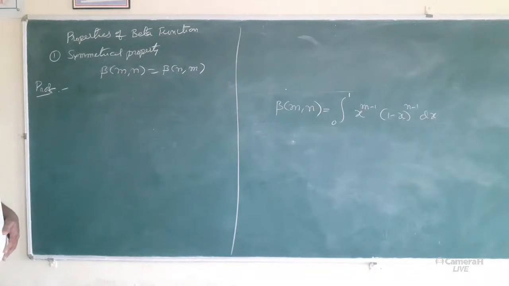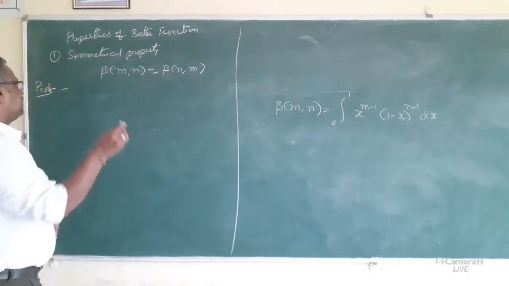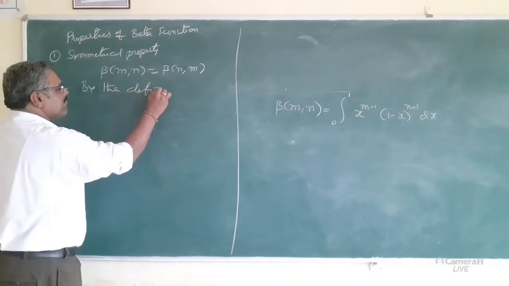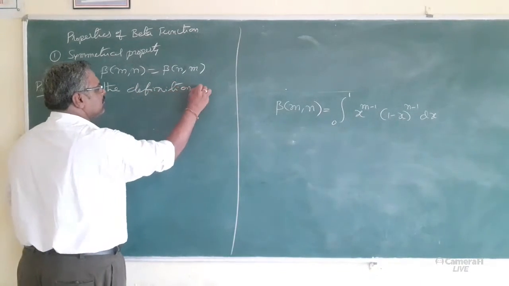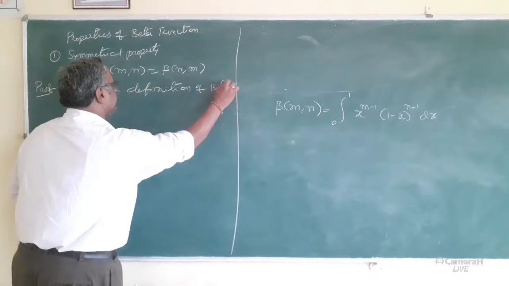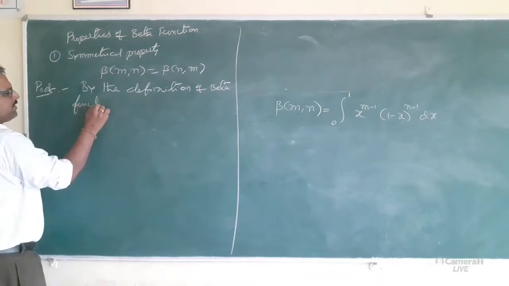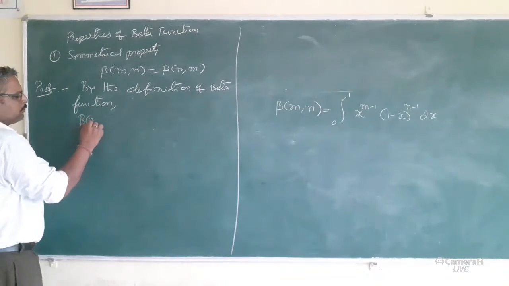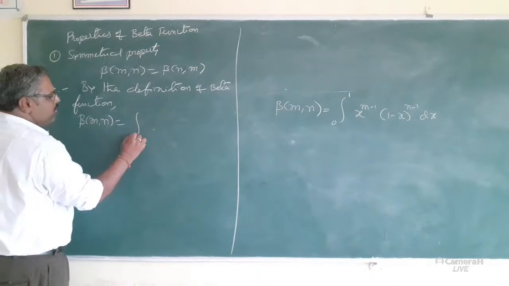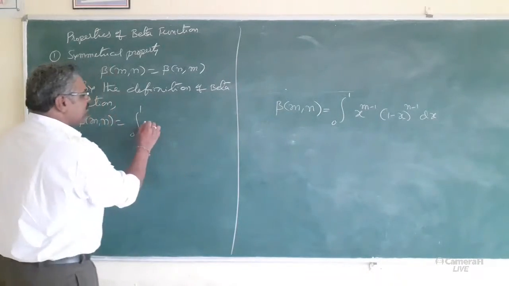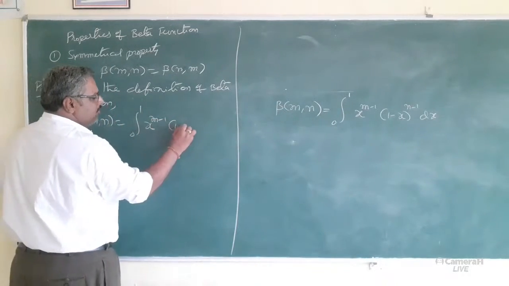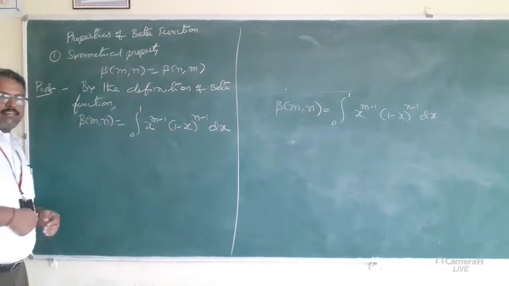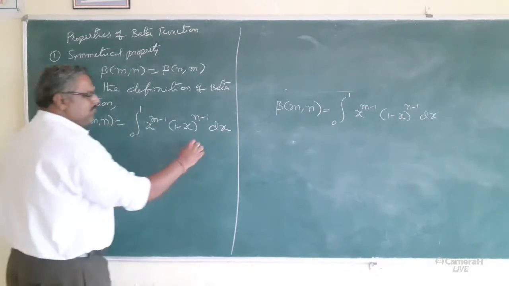Now what is the procedure? By the definition of beta function, beta m n equals integral 0 to 1 x power m minus 1 into 1 minus x whole power n minus 1 dx. Okay, now this is equation 1.